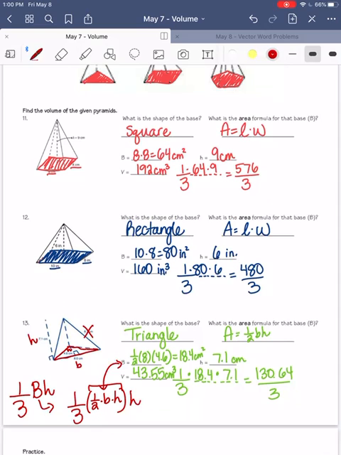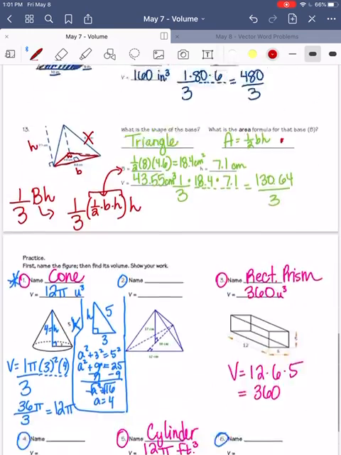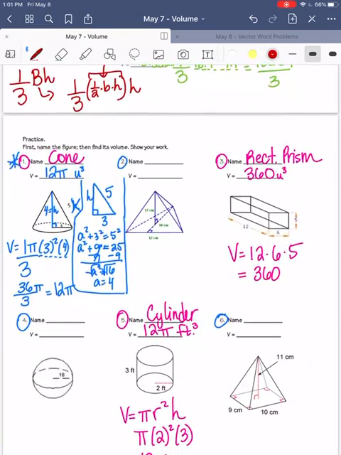But I will tell you, I'm only going to keep it to these three. Either a square pyramid, a rectangular pyramid, or a triangular pyramid. Square and rectangle have the same formula here and here, so that makes them a little easier. This one is the one that you have to be a little careful for with the big B. Okay, so that's all I'm going to do there.